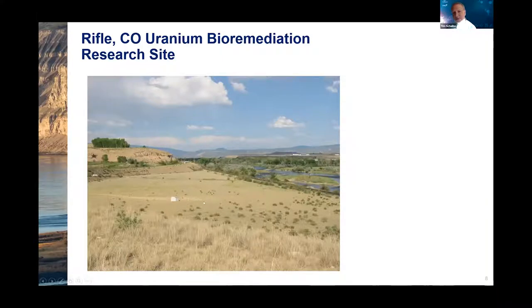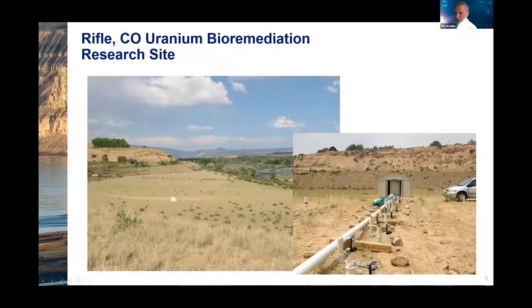And so there have been a lot of studies here sponsored by the Department of Energy to look at how microbes can be used to help modify the movement of the uranium so that it doesn't go to the river. And so what you see down here is this little shed, and I'm going to zoom in on that shed. And what you see is an injection gallery of wells where the researchers here inject substances, in particular an electron donor, usually acetate, to stimulate microbial growth and activity.